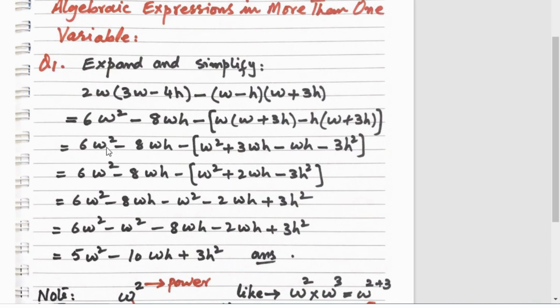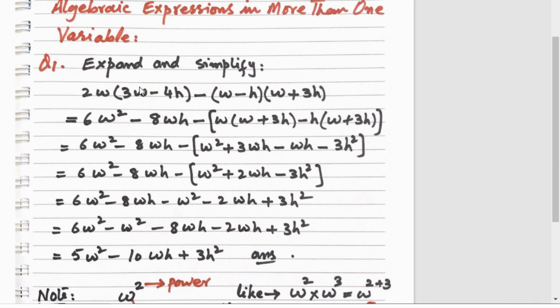Now in this case, 2w is the first term outside the bracket. We will expand it as we have done in previous examples. That is, 2w will be multiplied by all the terms inside the brackets. So start multiplying. 3 multiplied by 2 is 6, and w is the same variable. W power 1 multiplied by w power 1.